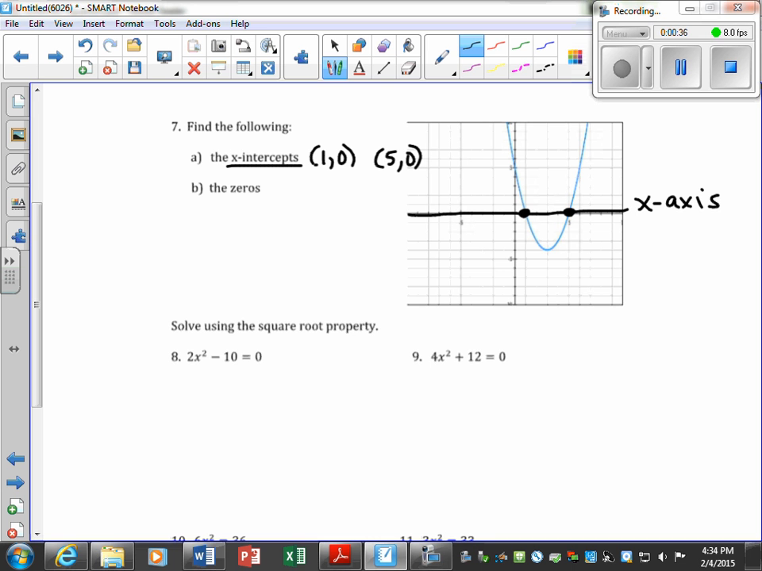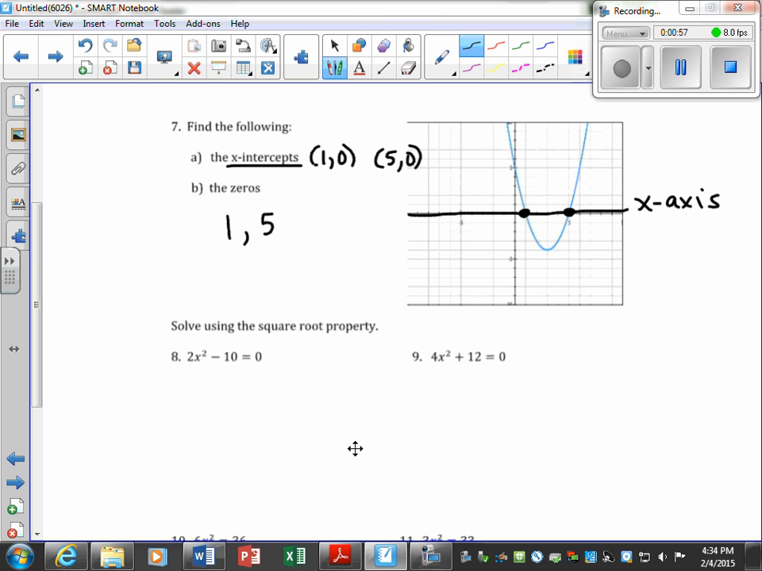So the zeros are x equals 1 and x equals 5. So they're listed. Intercepts are going to be an ordered pair. The zeros are simply that. So when we're solving these things and we're finding zeros or solutions or roots, that's exactly what we're seeing if we were having a graph of this thing.